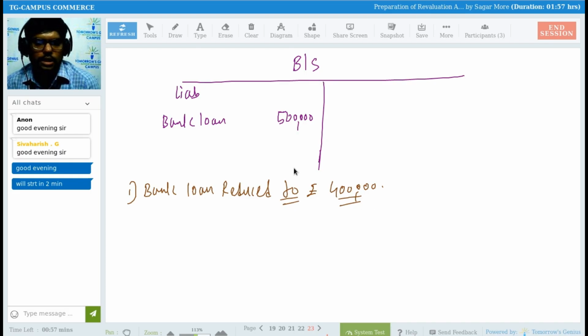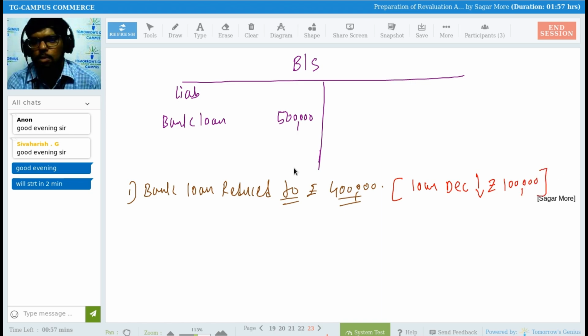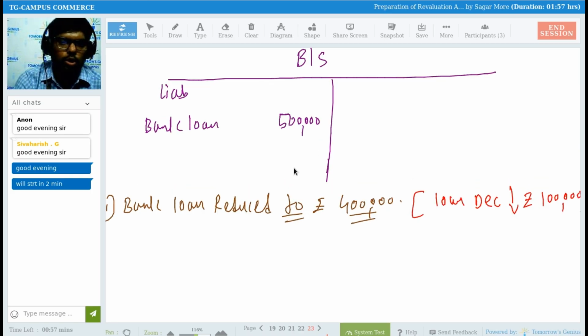So does the loan value decrease or increase? Decrease. Decrease by how much? 1 lakh. So loan decreased by rupees 1 lakh. If loan decreased by 1 lakh, is it a profit, gain, or loss for you? Gain. So when loan decreases, it's a gain for me, absolutely right. So do we debit or credit the revaluation account? Credit. Yes, we have to credit revaluation account for 1 lakh.